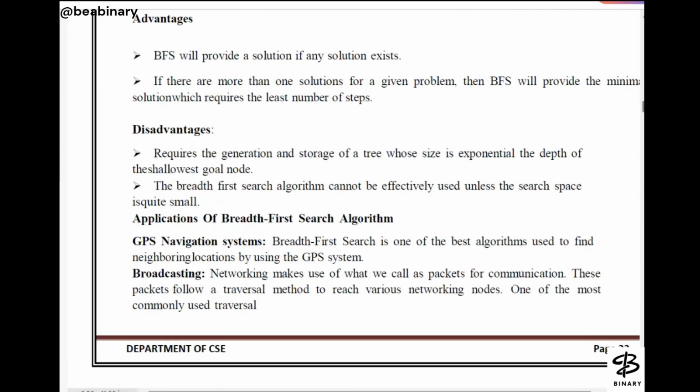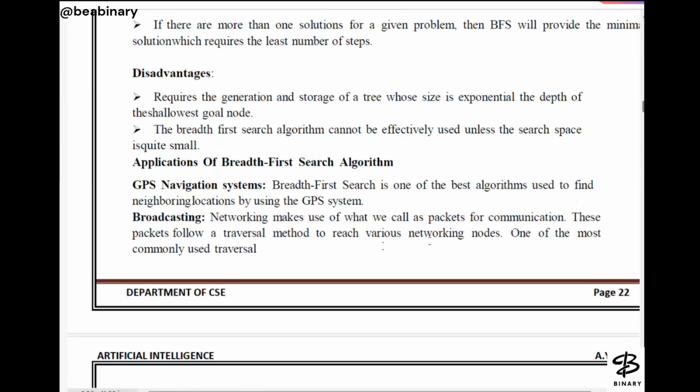And what are the applications that come under breadth first search, which we have discussed in state space search also? One application is the GPS navigation system. Breadth first search is one of the best algorithms used to find the neighboring locations by using the GPS system. So in the GPS navigation system, the BFS approach can be used and is one of the best algorithms used to find the neighboring locations here.